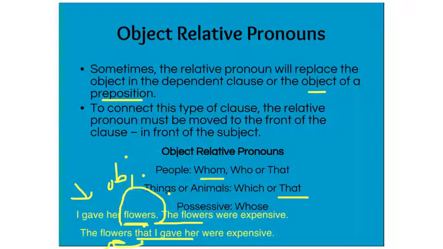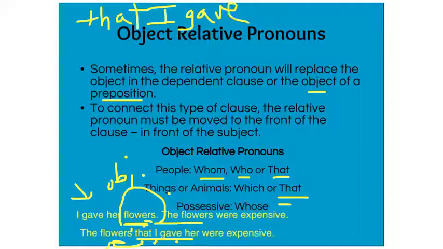And if it's people, we use whom, who, or that, and also the possessive whose. Now, I want you to notice something here. You'll know that you have an object relative pronoun because after the relative pronoun, you will have another subject and a verb. So that isn't functioning as the subject in this adjective clause. It's functioning as actually the object.